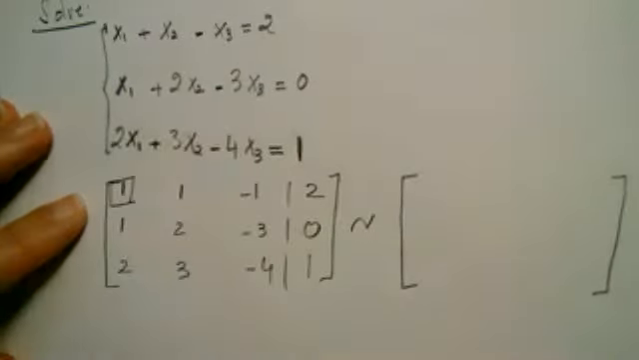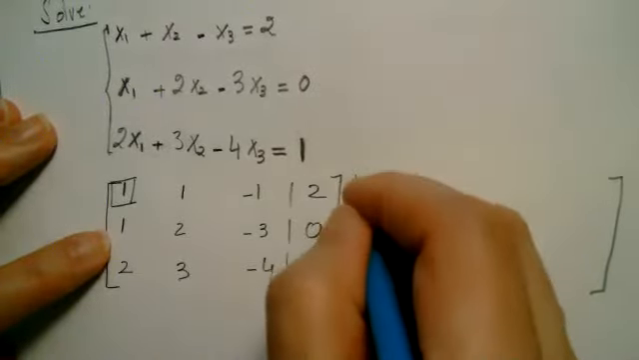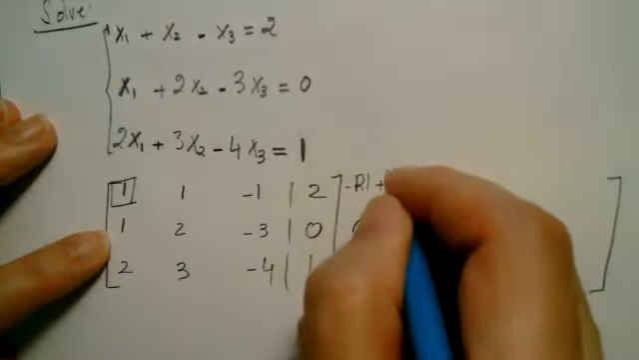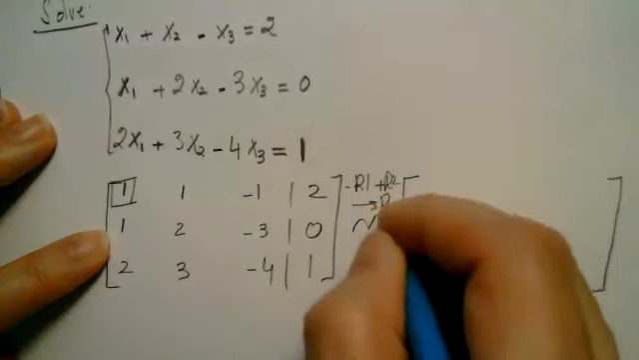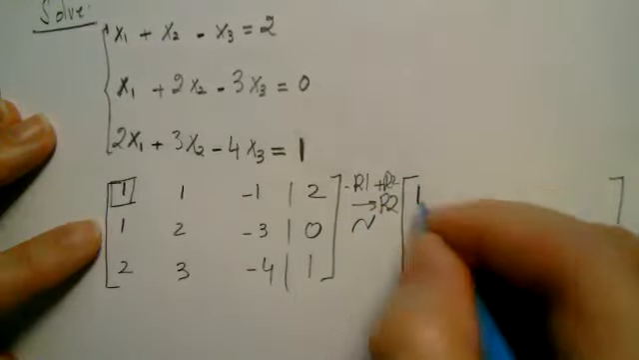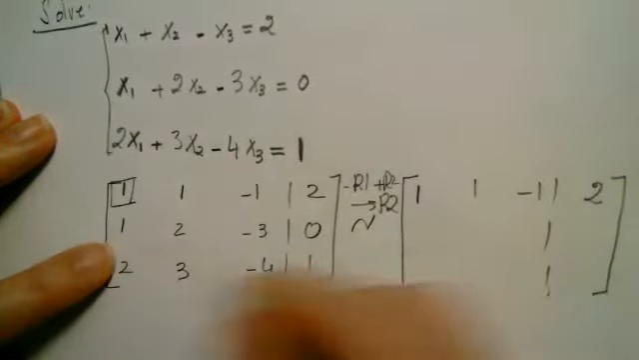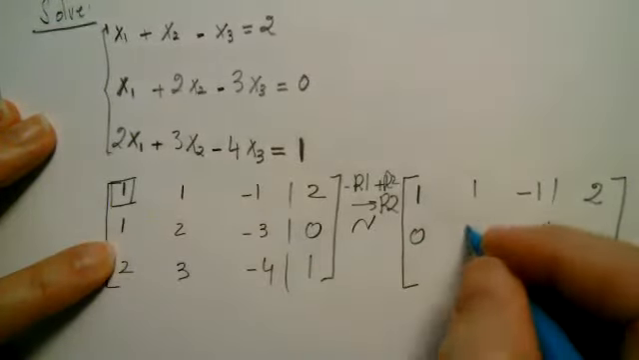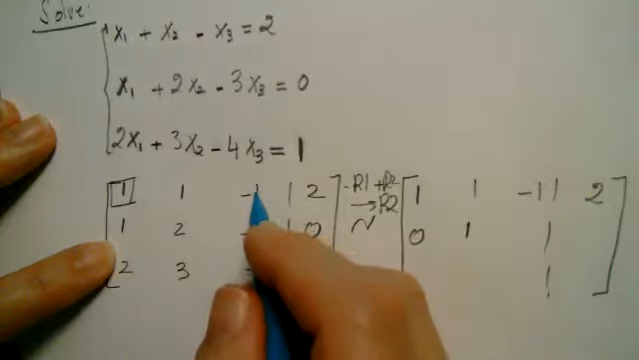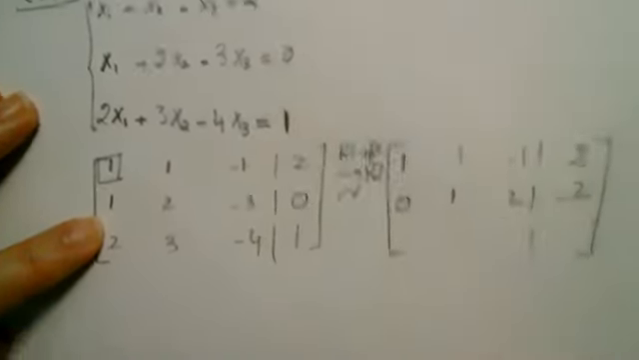That's a 1 in here. I use it to create 0. So I'm going to take minus the first row plus the second, and this will become my new second row. So this is a 1, minus 1, and a 2. Minus 1 plus 1 is 0. Minus 1 plus 2 is a 1. Minus 1 minus 3, that's a minus 2, and a minus 2.